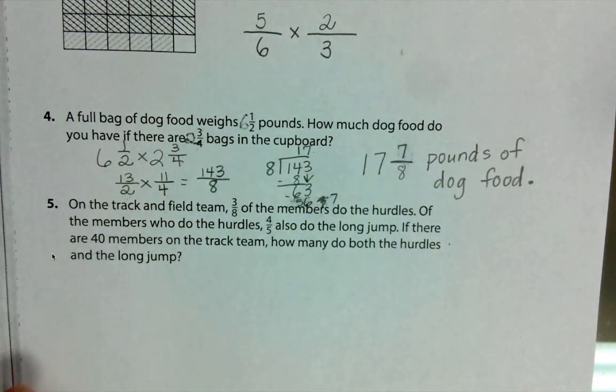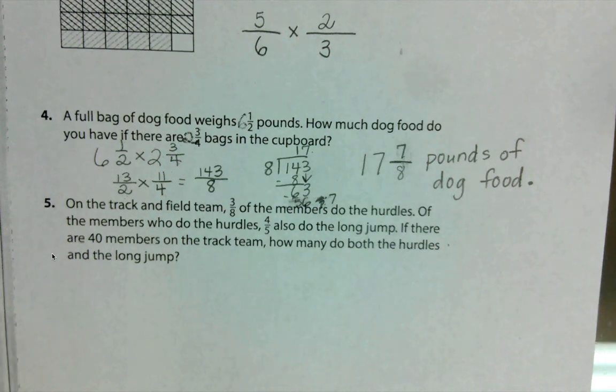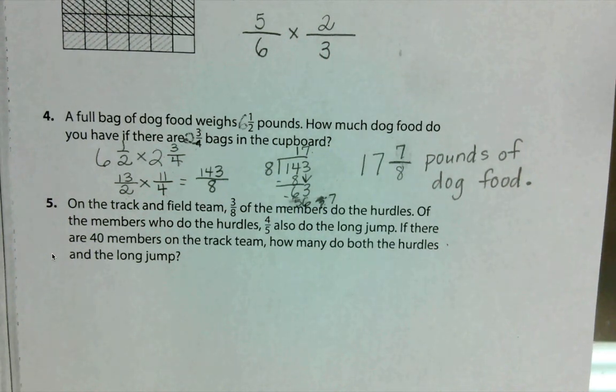All right, last one. Number 5. On the track and field team, this is a multi-step problem, so stay with me. 3/8 of the members do the hurdles. Of the members who do the hurdles, 4/5 also do the long jump. If there are 40 members on the track team, how many do both hurdles and long jump? So here's the thing. You've got to find 2 separate things.